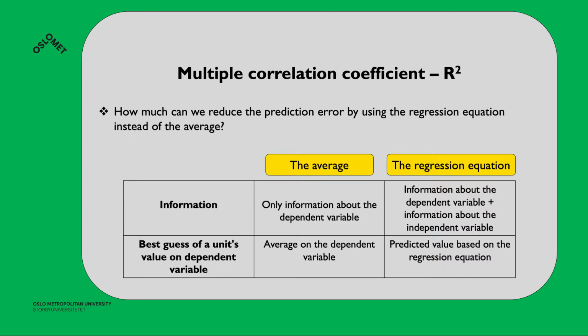So if we have the average, what information do we use? Well, we have only information about the dependent variable if we are making predictions based on the average. Our best guess of a unit's value on the dependent variable is the average of that dependent variable. But when we use the regression equation, we have information about the dependent variable and information about the independent variable, and we can predict a value. The predicted value is based on the regression equation.